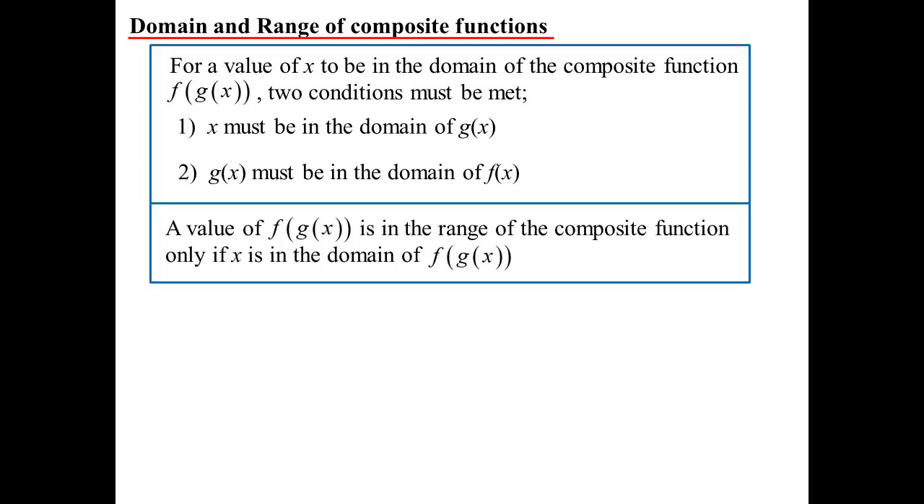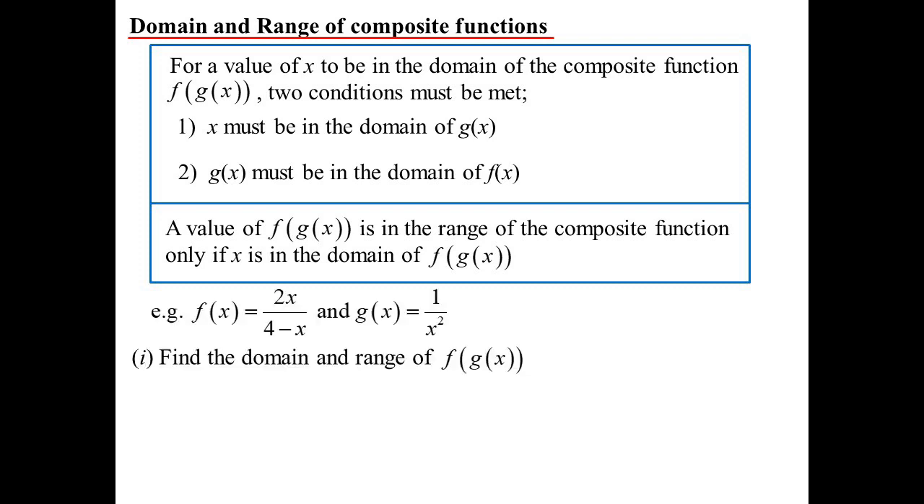Now to work out the range, so the value of the answer when you've done your composite, you've subbed it in twice, it will end up being in the range only if x is in the domain. If you can't substitute that number in, then you can't get the answer. Alright, let's have a look at this example. Let's say f of x is 2x on 4 minus x and g of x is 1 on x squared. And there's the question: find the domain and range of this composite function.